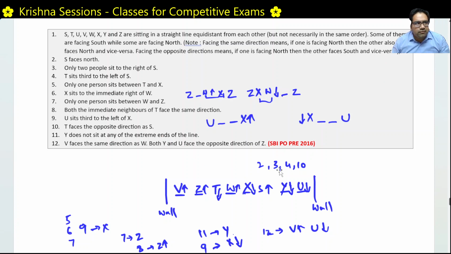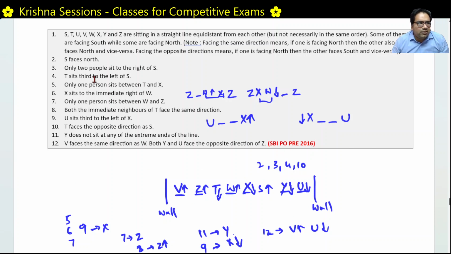The problem what we have done, first we have used condition number 2, 3, 4 and 10. Condition number 2 to figure out where is S, then 3 to figure out where is the wall, and then to figure out where is T, and then how many slots are there to the left of T, or how many slots are there towards the other end of the wall, and then what is T's direction. These are the basic points that were given. We didn't need any analytics here to understand this overall structure.